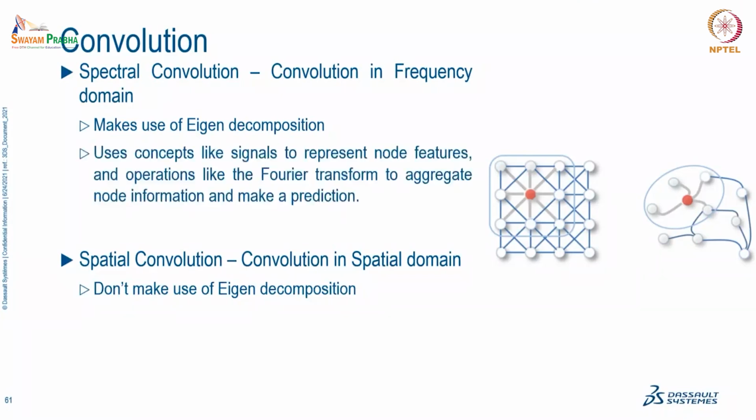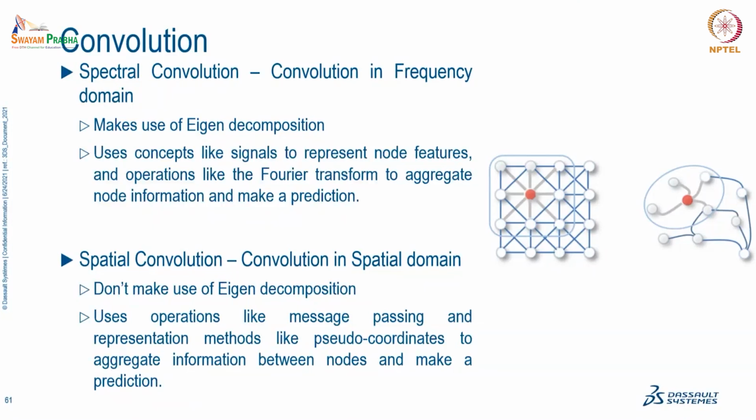So in spectral convolution, as I already mentioned, we use concepts from signals, or you can say Fourier transform, to represent the features, basically represent the nodes. We use signals, while here we use message passing, as already mentioned in the previous example, what actually message passing is.